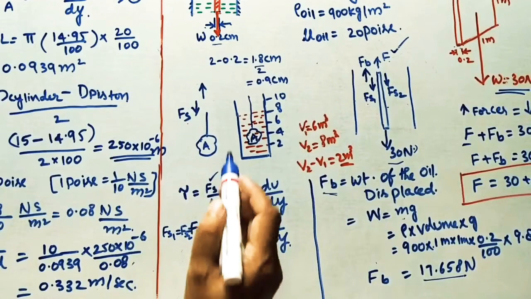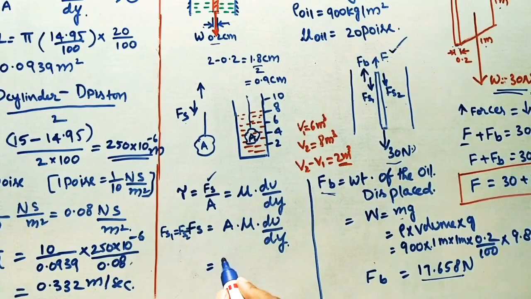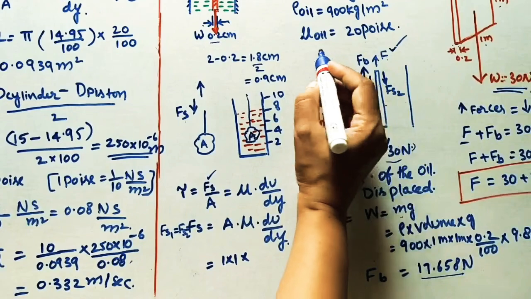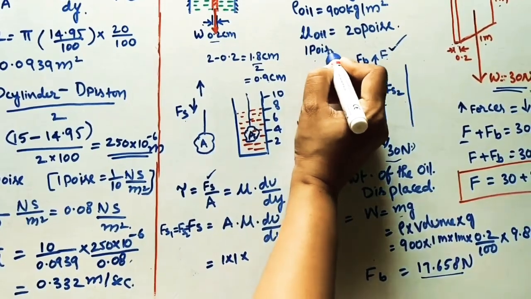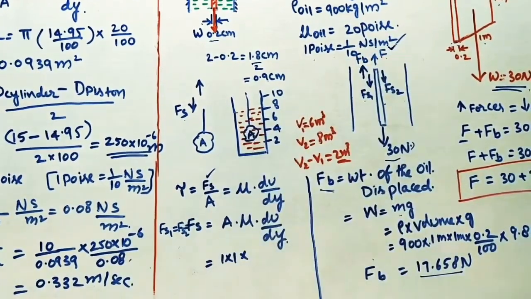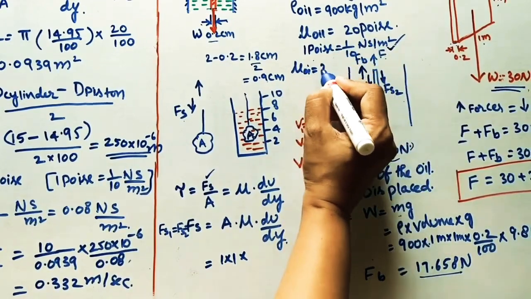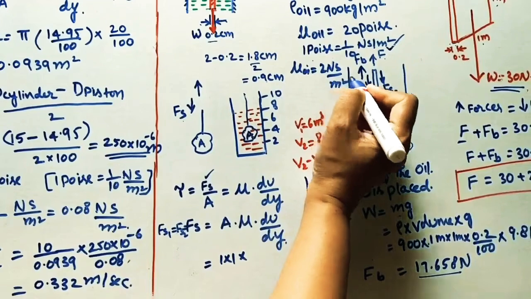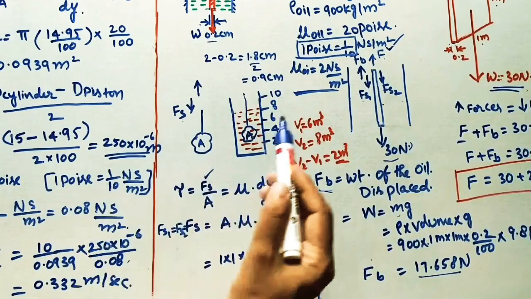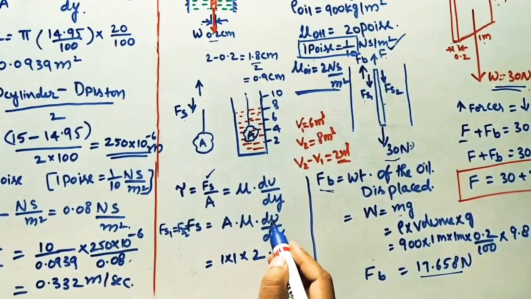Now what is the area of this plate? If you are taking the cross-sectional area, it is 1 by 1. So 1 by 1 into the dynamic viscosity of the oil. 20 poise means 1 poise is equal to 1 by 10 newton second per meter square. Now mu of oil is equal to 20 by 10, which means 2 newton second per meter square. Always remember this relation. So I am keeping 2 here, into the du value.